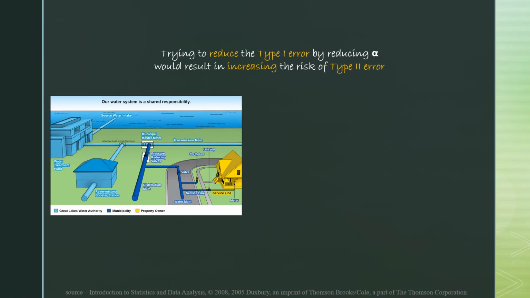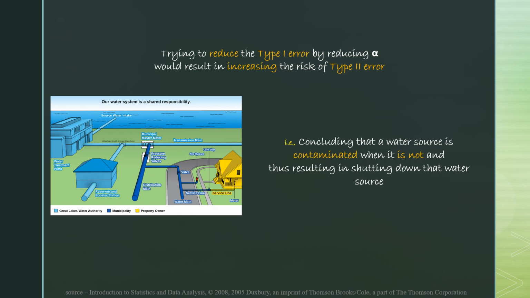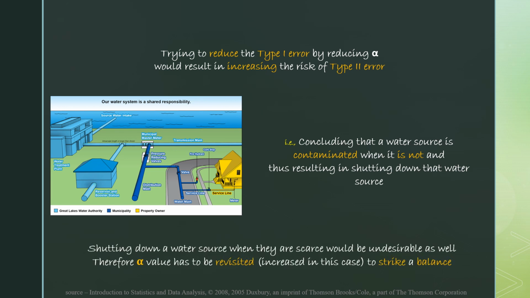Trying to reduce the type 1 error by reducing alpha would result in increasing the risk of type 2 error. That is, concluding that a water source is contaminated when it is not, and thus resulting in shutting down that water source. Shutting down a water source when they are scarce would be undesirable as well. Therefore, alpha value has to be revisited, increased in this case, to strike a balance.